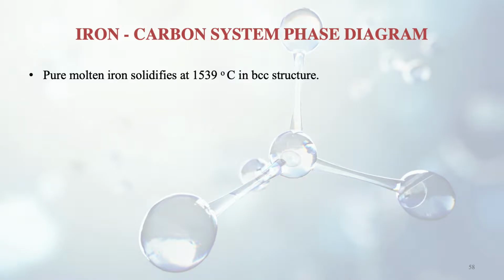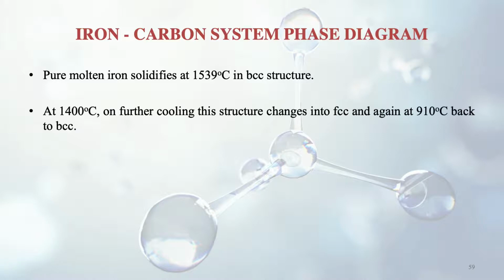Pure molten iron solidifies at a temperature of about 1539 degrees centigrade in the BCC structure, that is, body centered cubic structure. At 1400 degrees centigrade, on further cooling, this structure changes into face centered cubic. Like I told you earlier, body centered cubic, and this is face centered, meaning if there is a cube, then atoms are present in the face of every side. And again at 910 degrees centigrade, the pure molten iron is back to body centered cubic.